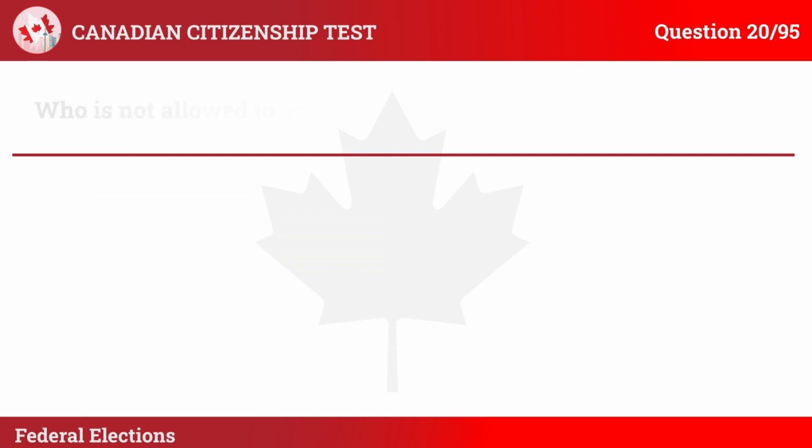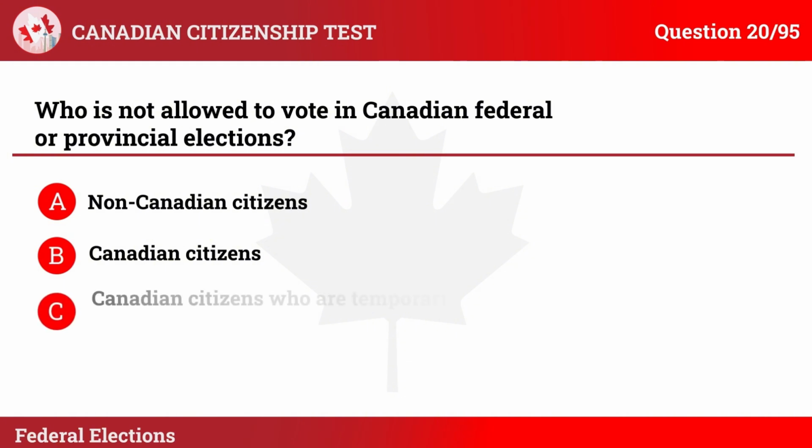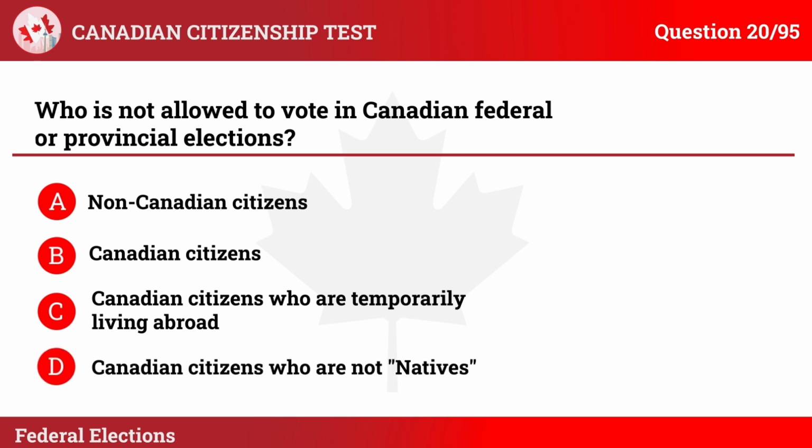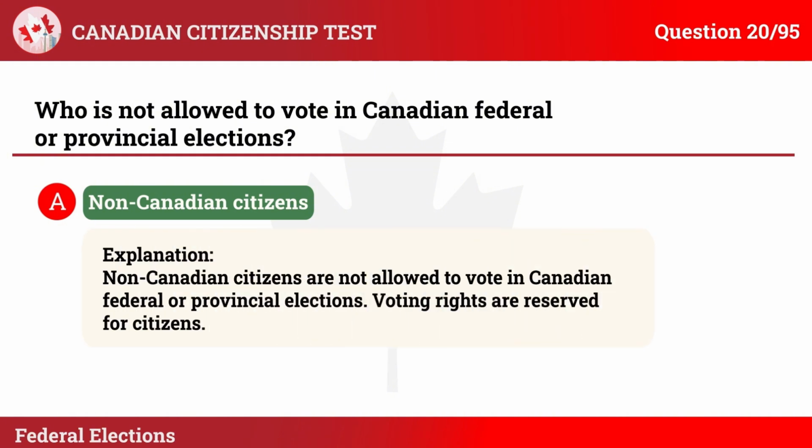Question 20. Who is not allowed to vote in Canadian federal or provincial elections? A. Non-Canadian citizens. B. Canadian citizens. C. Canadian citizens who are temporarily living abroad. D. Canadian citizens who are not natives. The correct answer is A. Non-Canadian citizens. Explanation: non-Canadian citizens are not allowed to vote in Canadian federal or provincial elections. Voting rights are reserved for citizens.